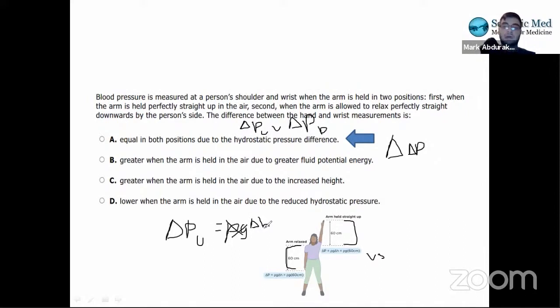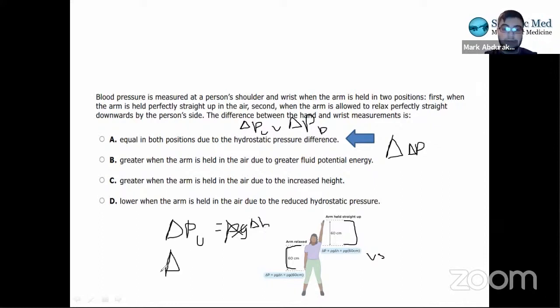Well, if your hand is raised, the distance between your shoulder and your wrist is, say, in here they use 60 centimeters, right? That's the length of your arm. Well, if your hand is down here, the difference between your shoulder and your wrist is still 60 centimeters because that's the length of your arm. The length of your arm doesn't change if you're doing this or this. Your arm is still the same length, right?